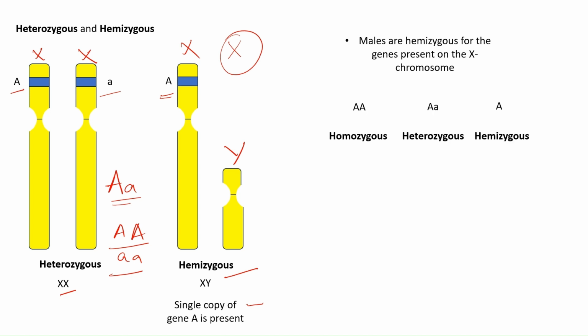This we already learned. Capital A is a homozygous situation, or small a is also homozygous. Capital A small a is a heterozygous condition, and capital A or small a as a single copy is a hemizygous condition. Now, identifying the inheritance pattern.